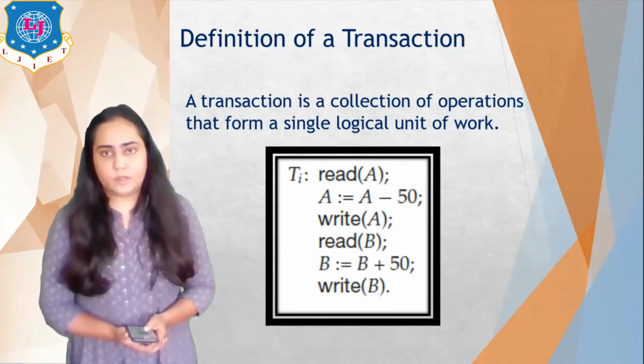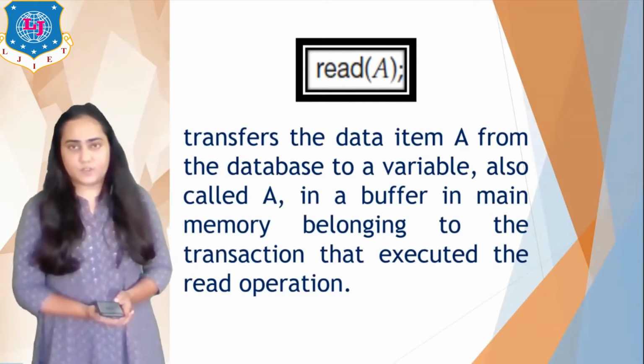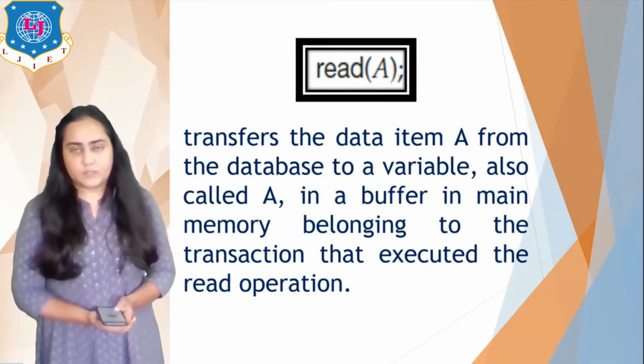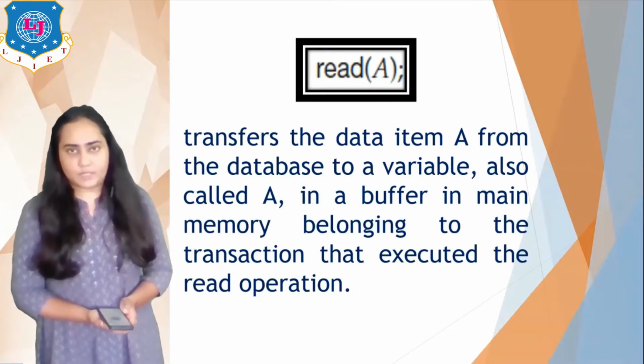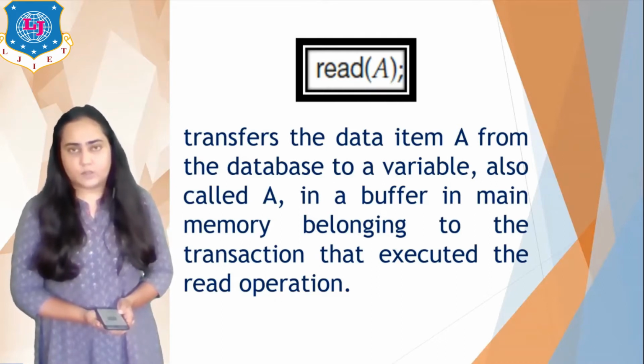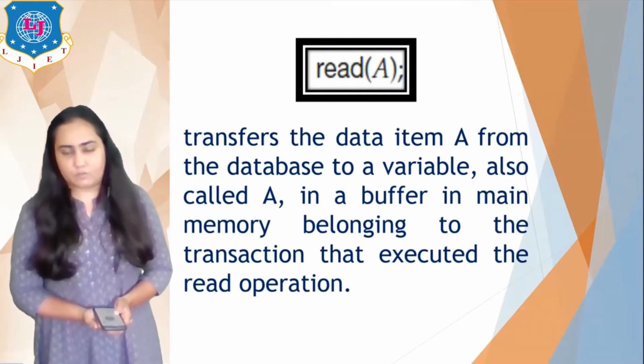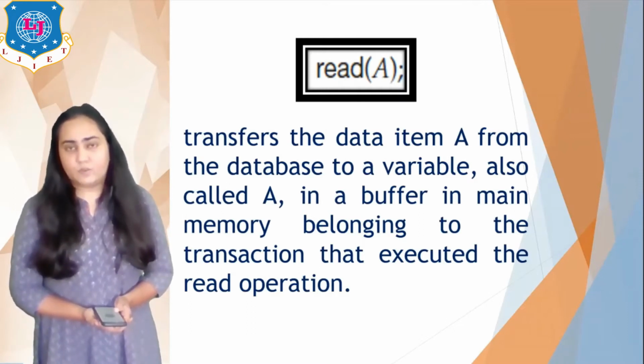Now, in this example, I would like you to notice some of the things that are given. First, we are going to look closely at the read function. The read function transfers data item A from the database to a variable, also named A, in a buffer in main memory belonging to the transaction that executed the read operation. Whenever you want to work with data in SQL or anywhere else, you require the data to be present in main memory. To do this, you have to transfer the data from secondary memory to main memory. And that is what the read function does.